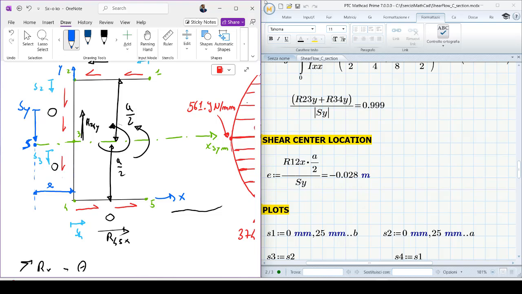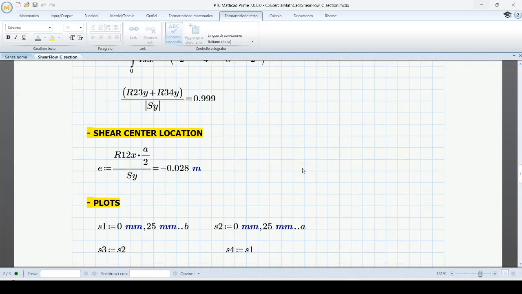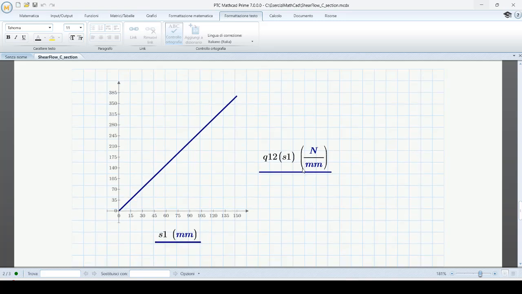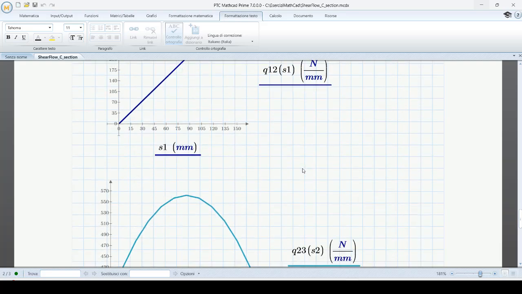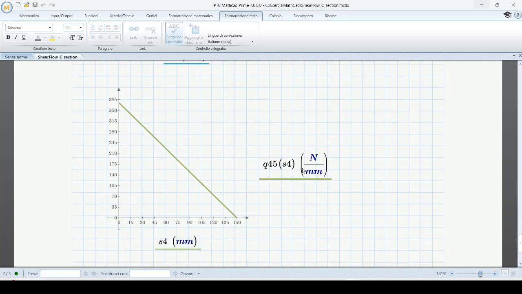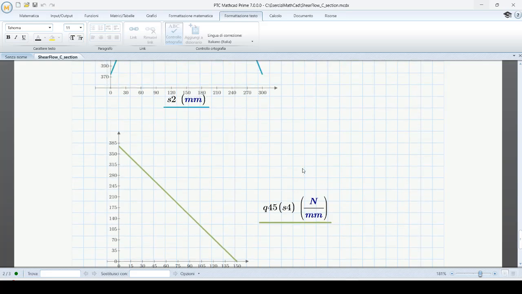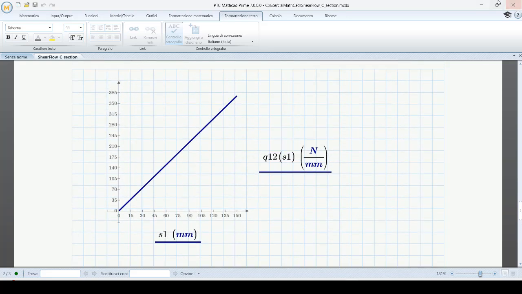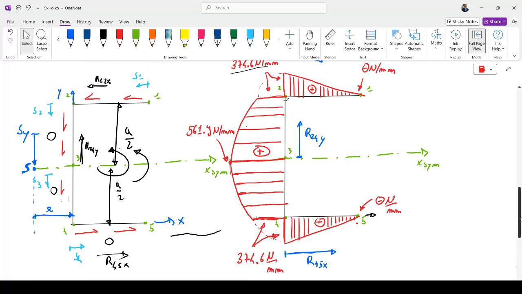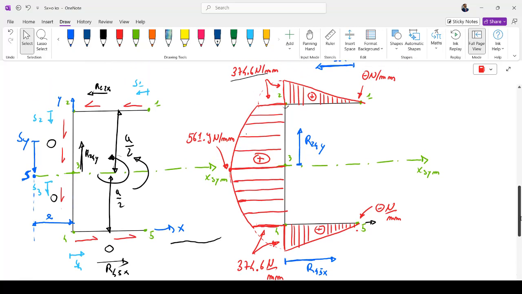Now we can obtain the same plot in MathCAD, but made also as a single function. You can see here the linear part of S1, this is the upper flange, the parabolic trend on the web, and the other linear trend on the lower flange. So this is all for the shear flow. This is the diagram that we see everywhere in the books. So this explanation, I hope that it is clear.